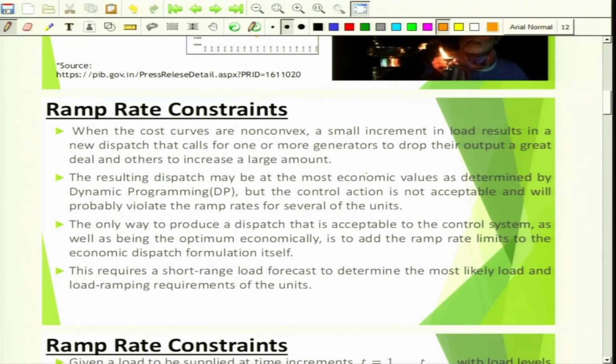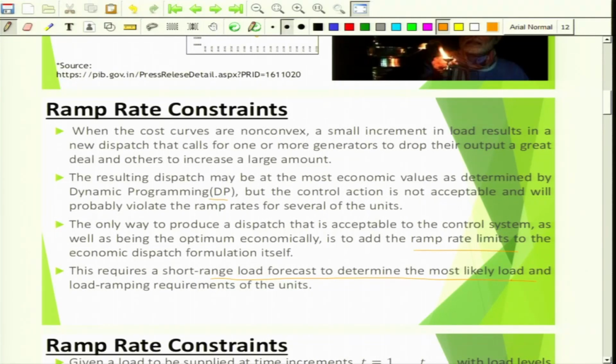The resulting dispatch may be at the most economic values as determined by dynamic programming, but the control action is not acceptable and will probably violate the ramp rates for several of the units. The only way to produce a dispatch that is acceptable to the control system as well as being optimum economically is to add the ramp rate limits to the economic dispatch formulation itself. While you carry out the economic dispatch problem formulation, only then you put these constraints, ramp rate constraints, such that at the end of the economic dispatch you have a set of generators able to manage the forecasted change in the load demand.